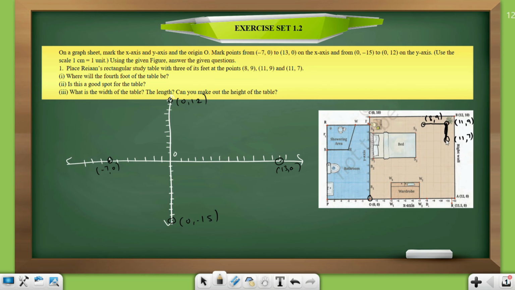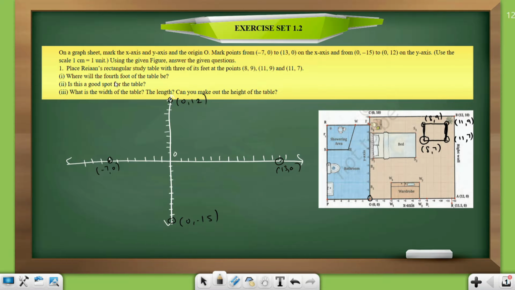So to make it a rectangle, we have to extend it parallel to the next two sides. If we do so, we will get a rectangle. This point of intersection is assumed to be the fourth foot. And what about this point? This point is in the x-axis at coordinate 8, and in the y-axis at coordinate 7. So this coordinate is going to be 8 comma 7.